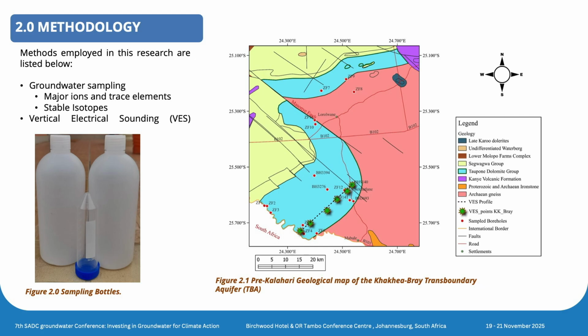And as I have mentioned before, the stable isotopes analysis was conducted at UCT in collaboration with Prof. Chris Harris. Figure 2.1 shows the distribution of our sampled boreholes within the area. And may I add that we were using existing boreholes. Our VESs formed a profile which was roughly 26 kilometers with an interstation spacing of 5.29 kilometers.